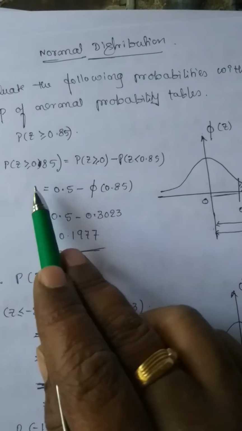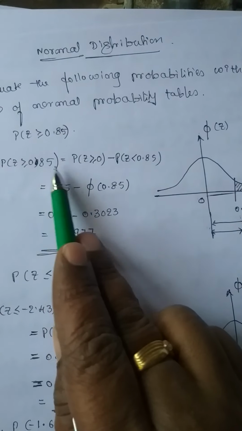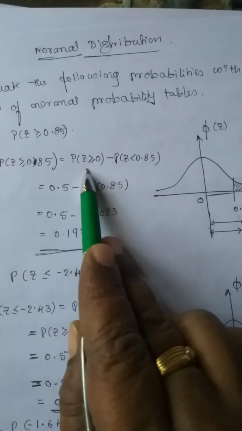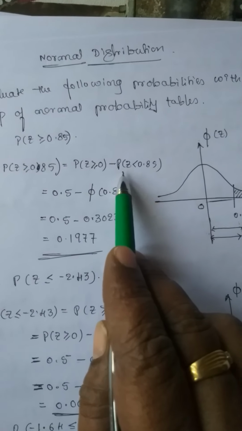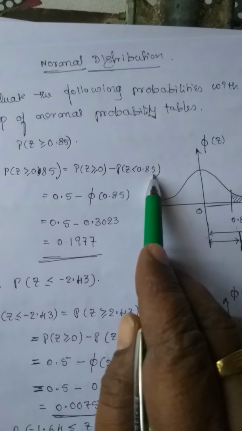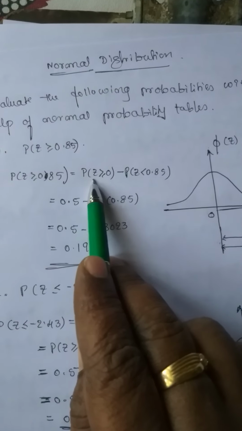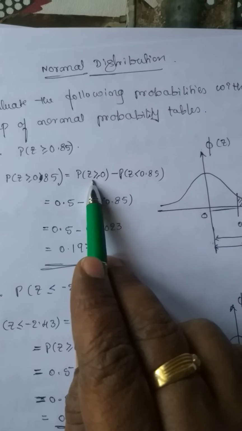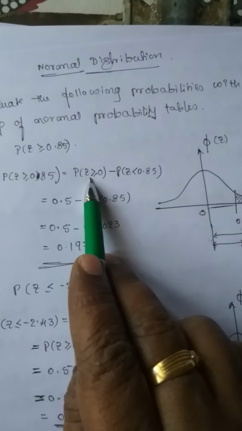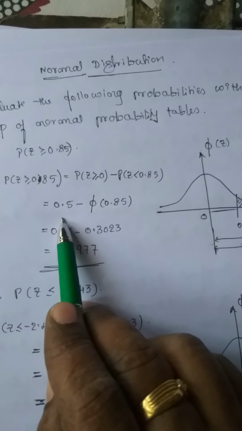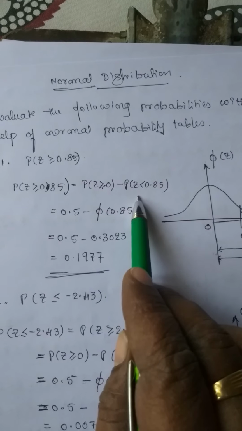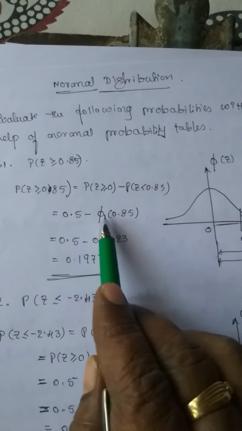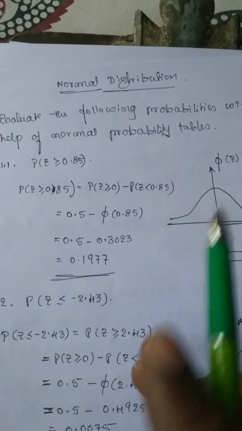If you observe, to calculate P of z greater than 0.85, I have taken P of z greater than or equal to 0, and from that I am subtracting the area from 0 to 0.85. As we have earlier discussed, the right-hand side of the bell-shaped curve is always 0.5, so that's what I have taken, 0.5 minus. As in the note, P of z less than z1 can be written as, so phi of 0.85.